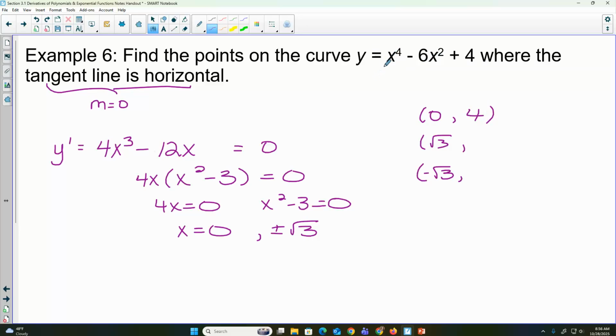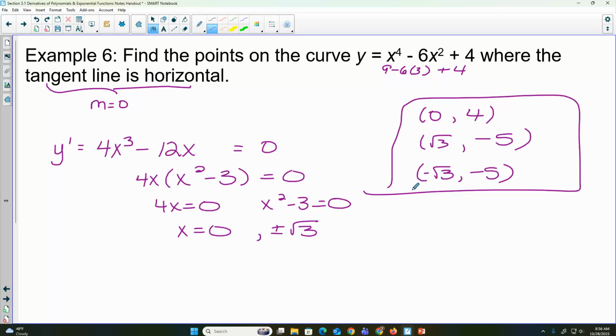If I put in radical 3, so radical 3 squared is 3, so to the 4th would be 9, minus 6 times 3 plus 4, so we get negative 5. If I put in negative radical 3 to the 4th, that's still 9, squared is still 3, so we also get negative 5. So those are the 3 points on the original graph, the exact ordered pairs when the derivative would be 0. Is that okay?